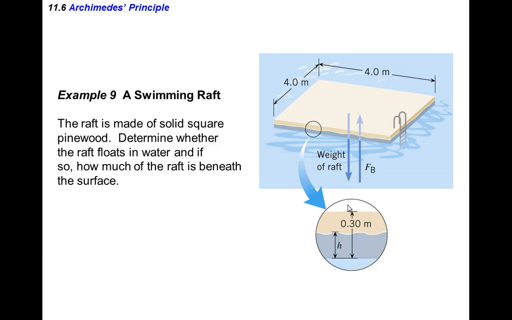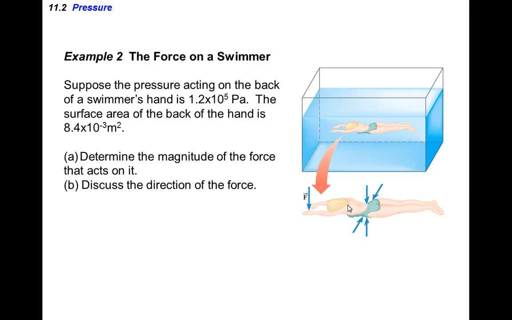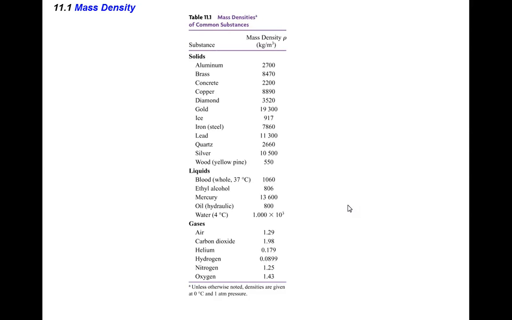Alright, so I have my raft. It's 4 meters by 4 meters, and it's got some depth to it, 0.3 meters. And it's made of pine wood. If we remember back earlier, we had that table of densities. Maybe I'll click back to it. Here it is. So pine wood, yellow pine, 550 kilograms per cubic meter, and I have this thing floating in water. Water has a density of 1,000 kilograms per cubic meter.